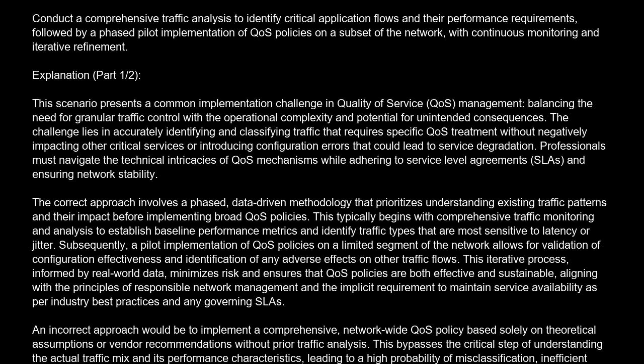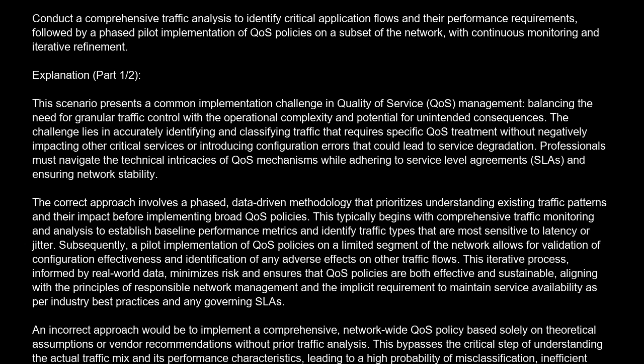Explanation. This scenario presents a common implementation challenge in quality of service (QoS) management, balancing the need for granular traffic control with the operational complexity and potential for unintended consequences. The challenge lies in accurately identifying and classifying traffic that requires specific QoS treatment without negatively impacting other critical services or introducing configuration errors that could lead to service degradation. Professionals must navigate the technical intricacies of QoS mechanisms while adhering to service-level agreements, SLAs, and ensuring network stability.